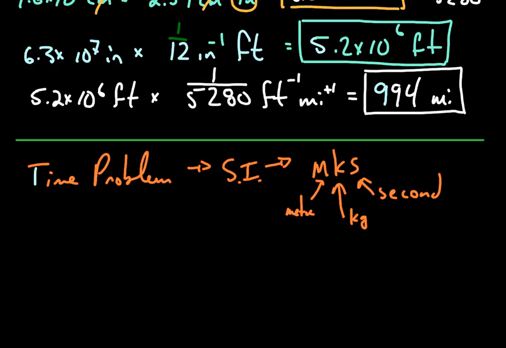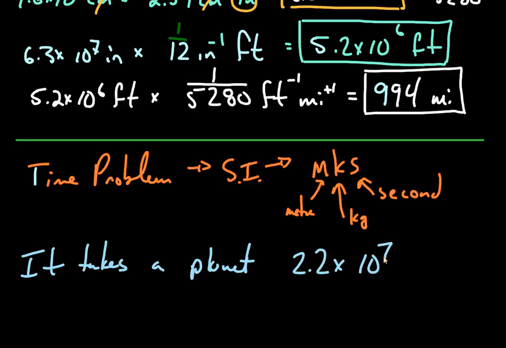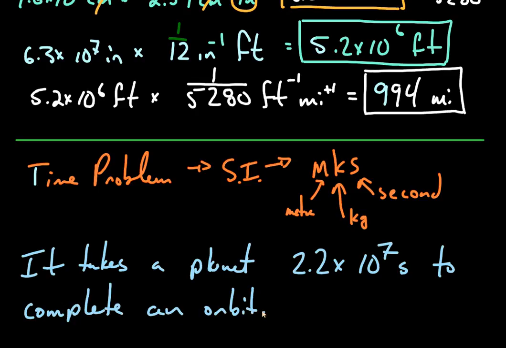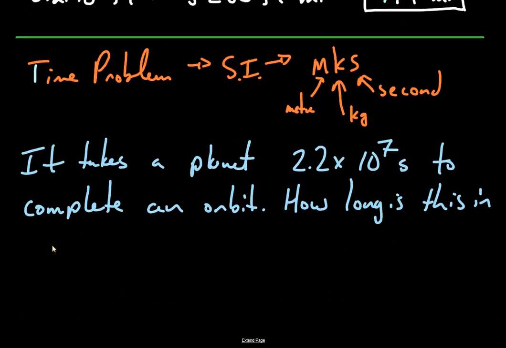Okay, let's say this. It takes a planet 2.2 times 10 to the 7 seconds to complete an orbit. How long is this in years, in Earth years?